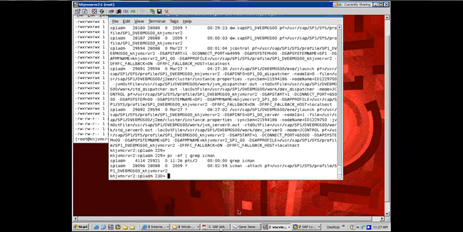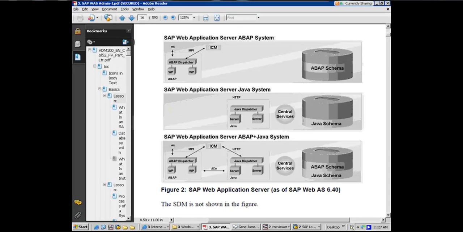Coming back to our PDF file, we looked at the message server, we looked at the dispatcher, we looked at ICMAN, we looked at the underlying work processes of different kinds, one of them being the NQ. Now we are going to shift focus onto the Java side.